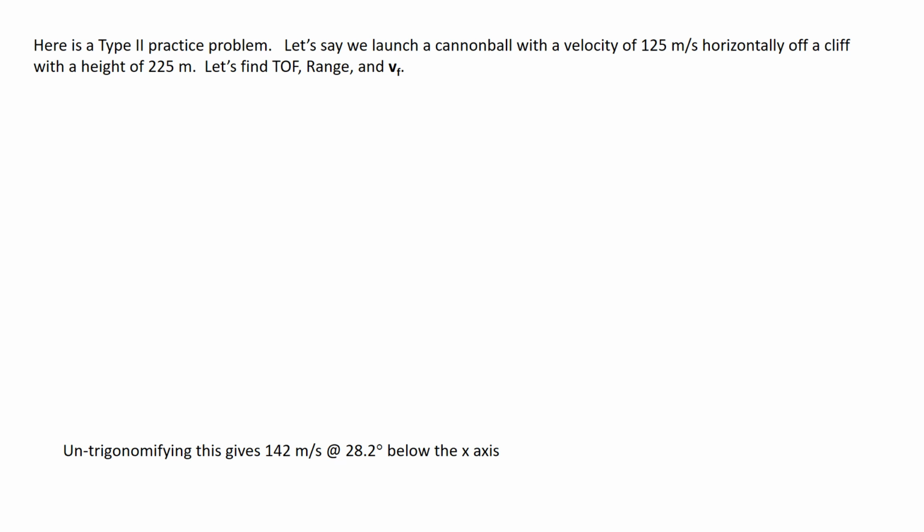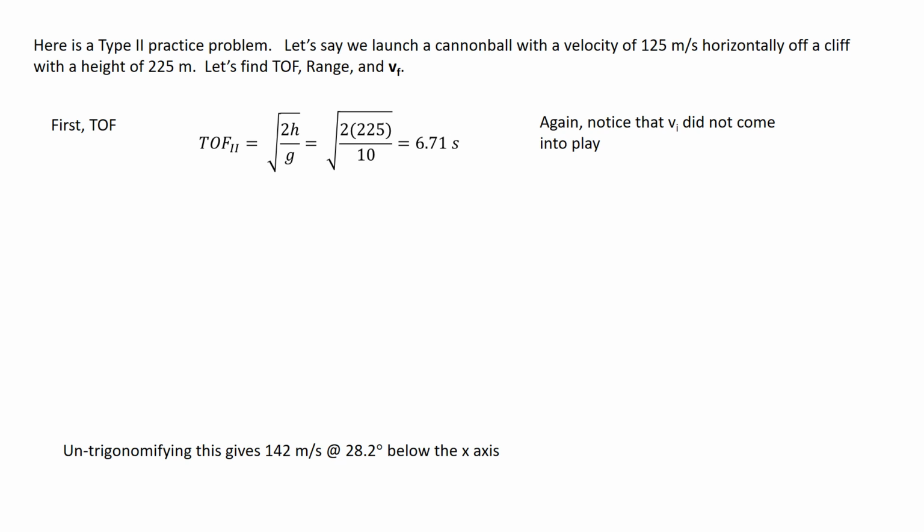So let's try a type 2 practice problem. Let's say we launch a cannonball with a velocity of 125 meters per second horizontally off a cliff with a height of 225 meters. I want to find the time of flight, the range, and the v final. Time of flight's easy. I plug it into my equation, the square root of 2h over g, so that's 2 times 225 over 10. I get 6.71 seconds.